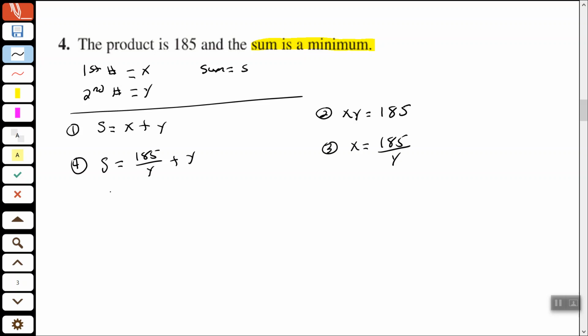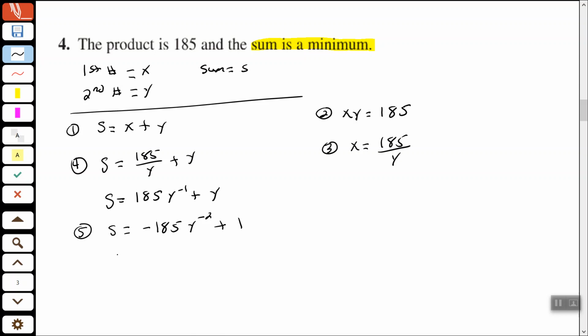All right, so we can write that, since we're getting ready to take the first derivative, as 185 times y to the negative first plus y. So step five will be to take the first derivative of this. Multiply by negative 1, that gives us negative 185. Subtract 1 from the exponent, that's negative 2. Multiply by 1, subtract 1, so that's plus 1. The derivative of y is just 1.